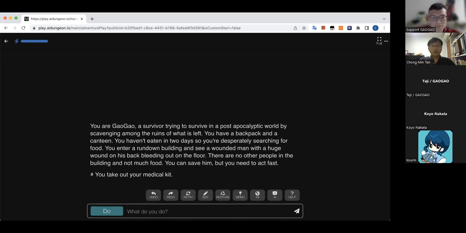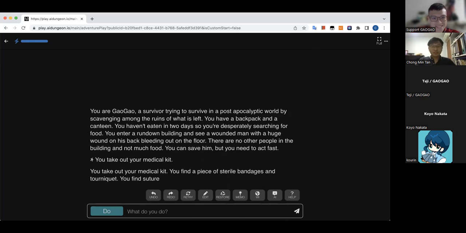Yeah, so let's see what story is generated. You see, based on the medical kit, they generate some text. You find a piece of sterile bandage. This grammar error. Okay, piece of sterile bandage. Yes, and tourniquet. Okay, yeah.